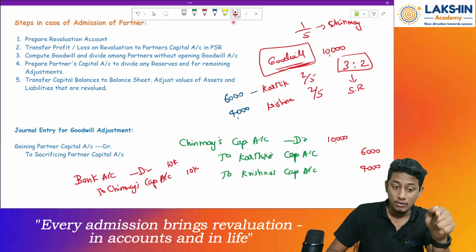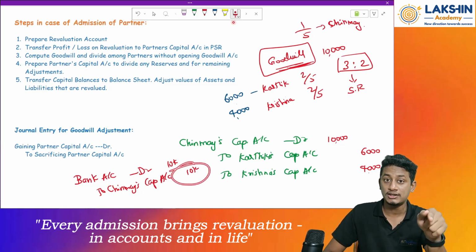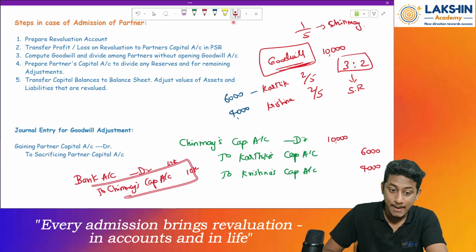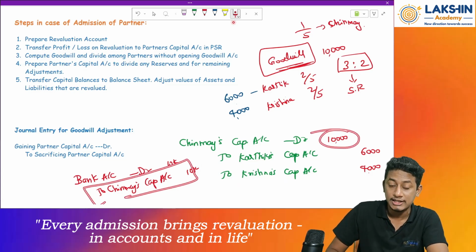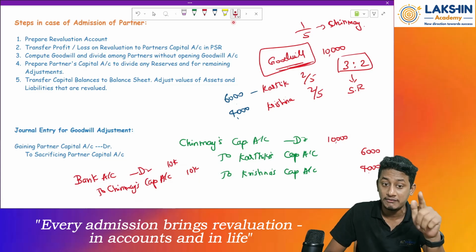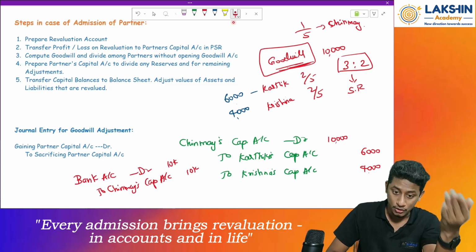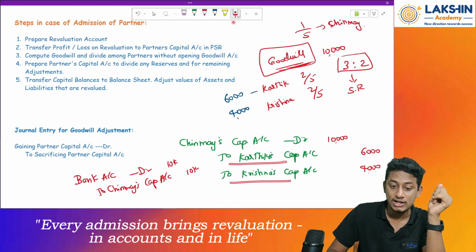Right. Now, he is transferring this amount of rupees 10,000 to Karthik and Krishna. Right. That means his capital value is reducing by rupees 10,000. And whenever capital balance reduces, we will debit the account. So I have debited Chinmay's account over here. Clear? Okay.